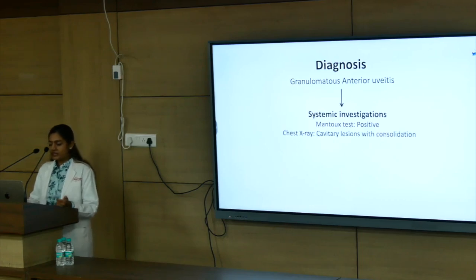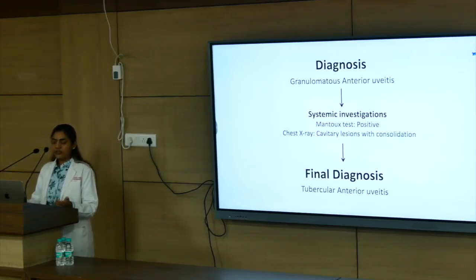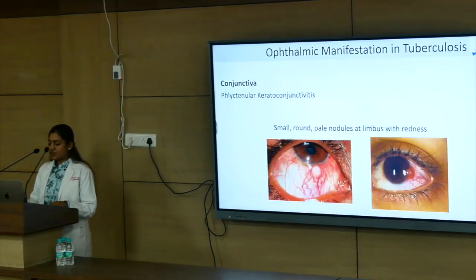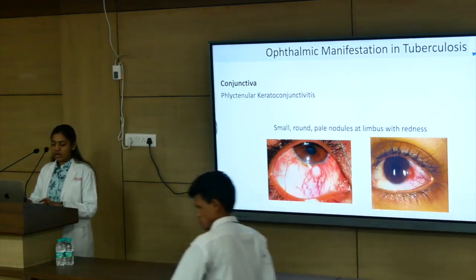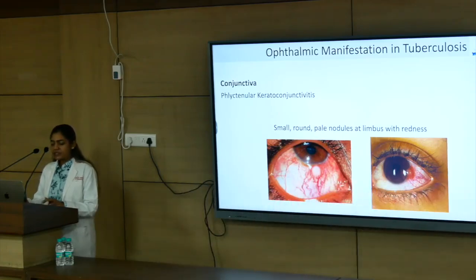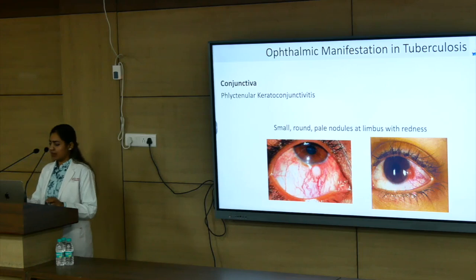On sending further investigations, Mantoux test was positive and there were cavitary lesions with consolidation on chest X-ray. So the final diagnosis came to tubercular anterior uveitis. Ophthalmic manifestations in tuberculosis. On the conjunctiva, we can see phlyctenular keratoconjunctivitis as we can see in this image. They present as small, round, pale nodules at the limbus with redness. They represent a type 4 hypersensitivity reaction.